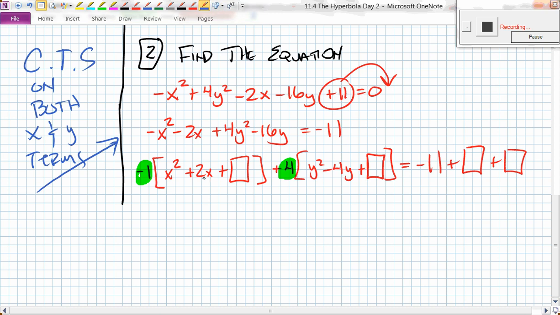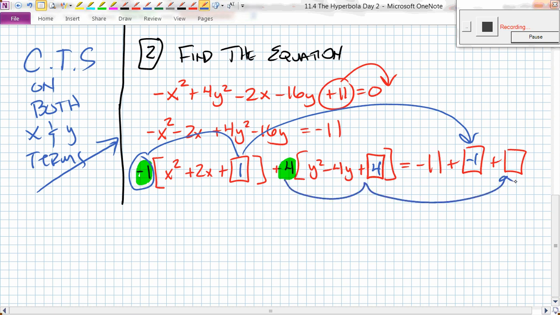Yeah, half of 2 is 1. 1 squared is 1. But what number goes here? Very good, because we take negative 1 times 1 to give us the value of negative 1. Second warning, half of negative 4 is negative 2. Negative 2 squared is 4. But we take into consideration that we're multiplying that by 4, so 16 goes on the right-hand side. You guys got that? You sure? No big deal? So, warning.